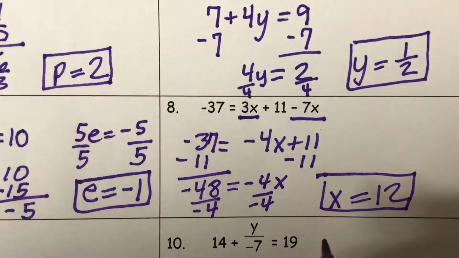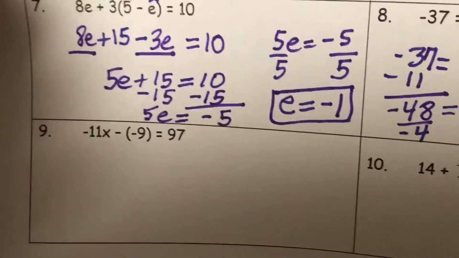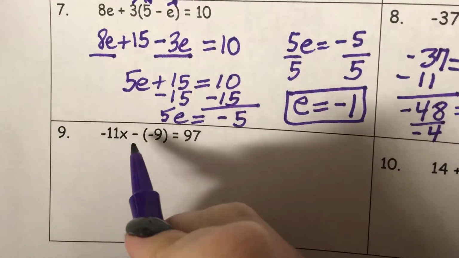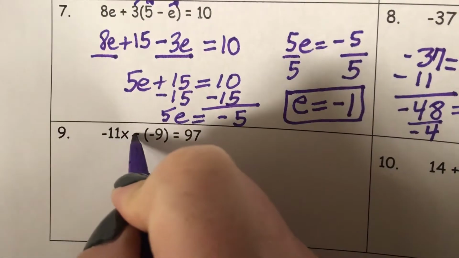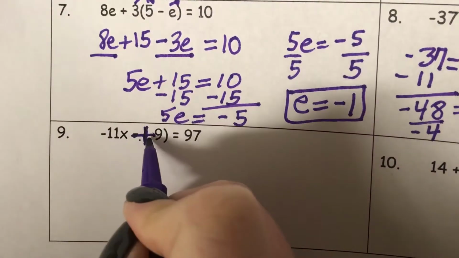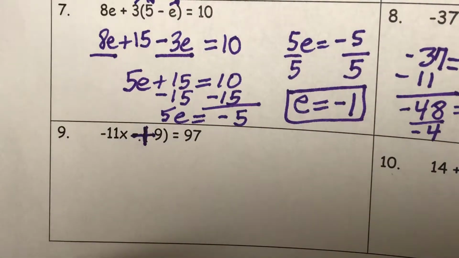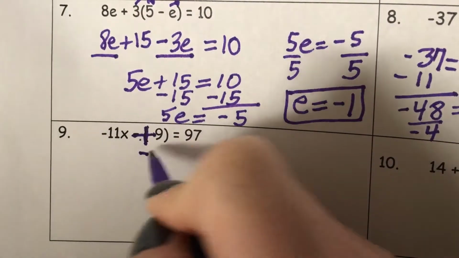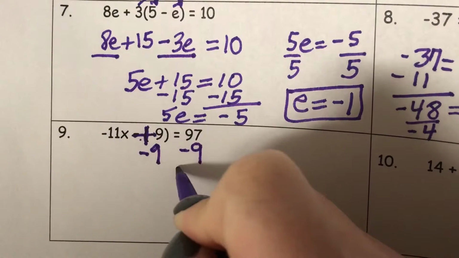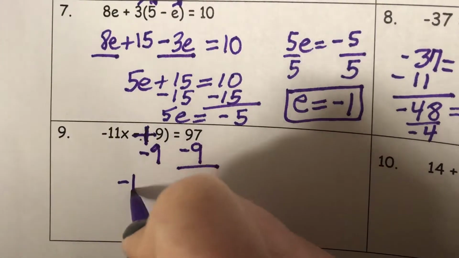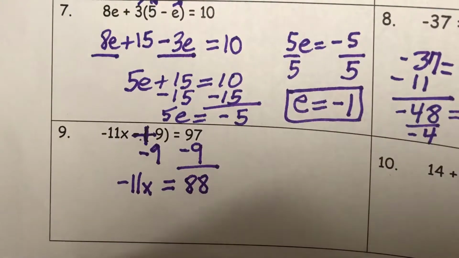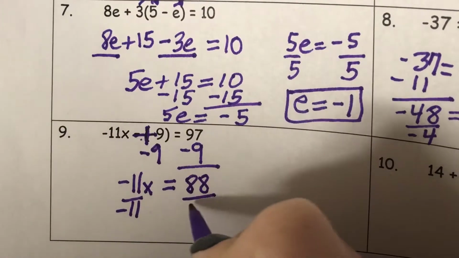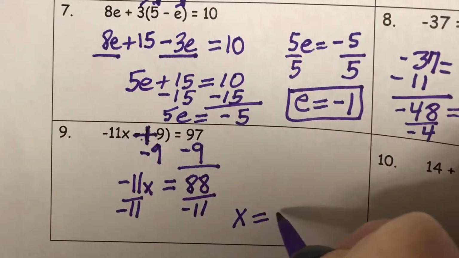All right, number 9. Now, before you even get started, you see minus a minus. So when that happens, you automatically should turn this into a plus because minus a minus makes a plus. So then to get the 9 to the other side, we have to subtract by 9. We are left with negative 11x equals 88. Divide by negative 11. And we are left with x equals negative 8.